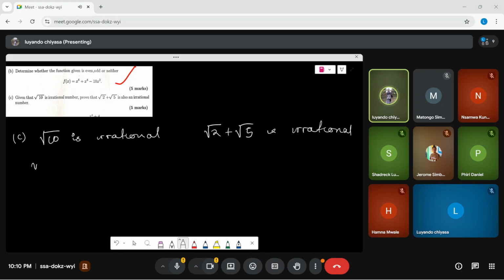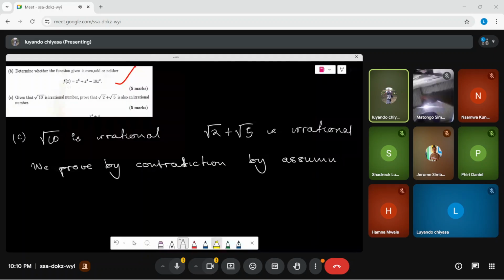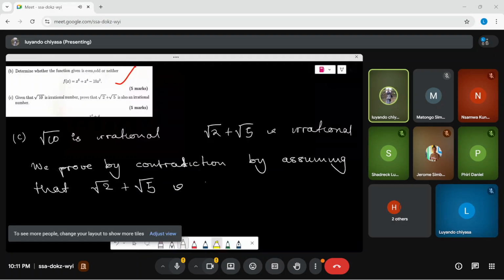So we'll say we prove by contradiction by assuming that root 2 plus root 5 is rational.